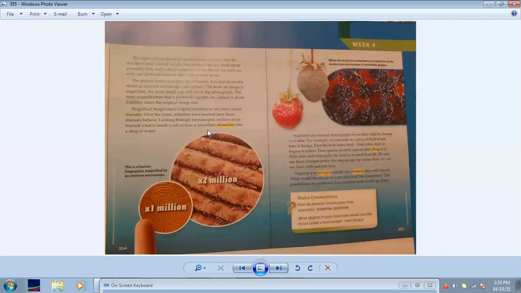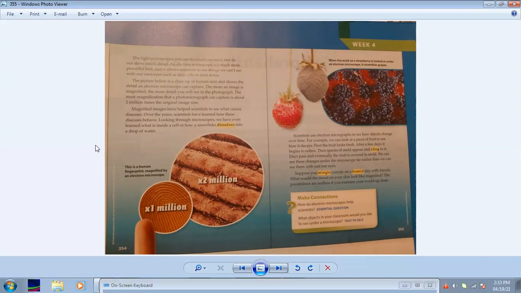The light microscopes you use in school are weak and do not show much detail. An electron microscope is a much more powerful tool, and it allows scientists to see things we can't see with our own eyes, such as skin cells or dust mites.